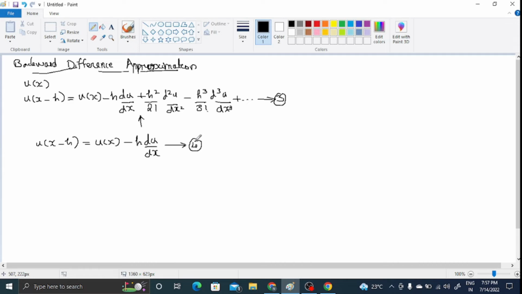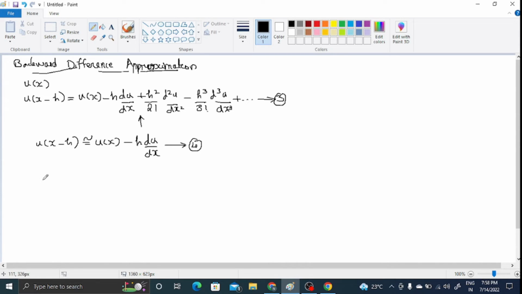So from this equation number 4, what is du by dx? Please tell me, what is du by dx from this equation number 4? This is almost equal to, because that is truncated. So what is du by dx? u of x minus u of x minus h by h.